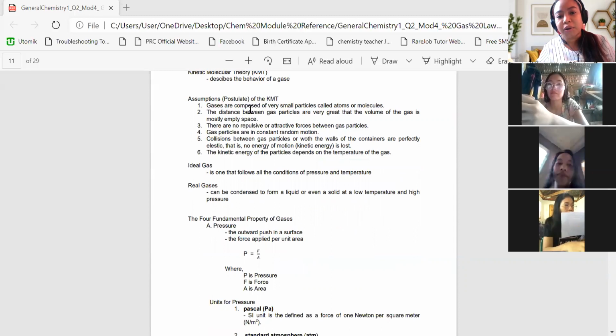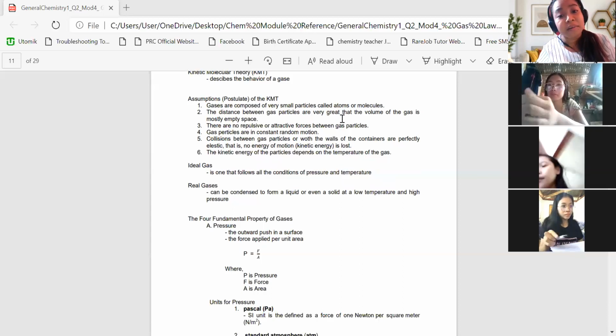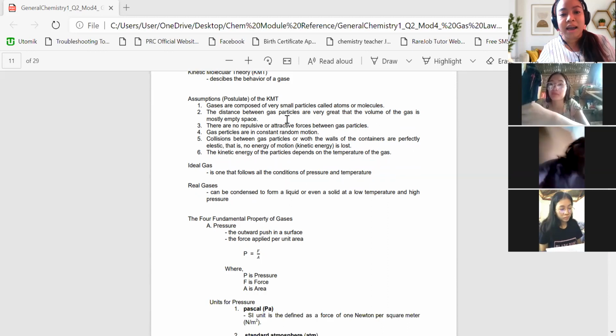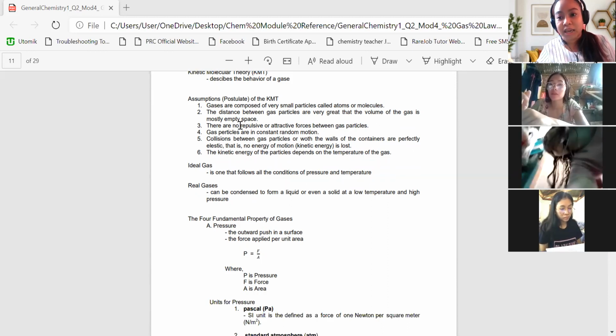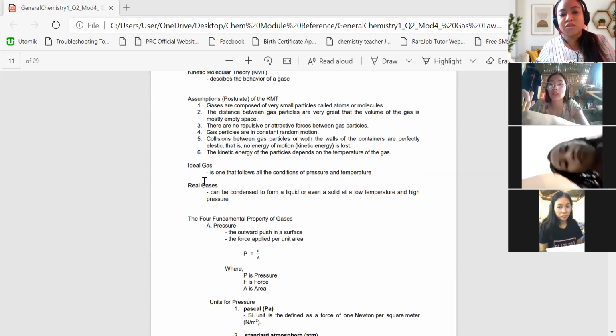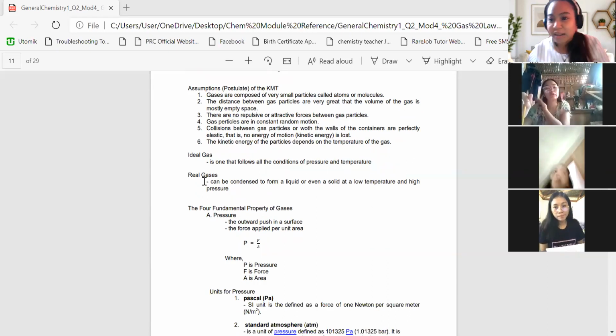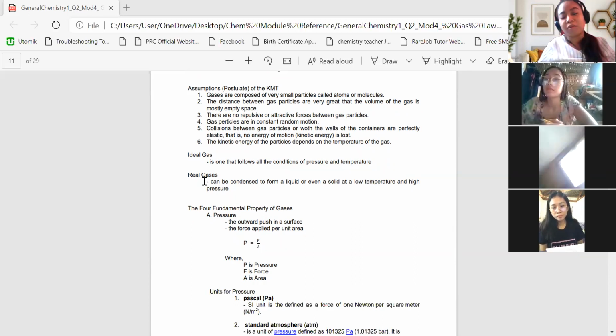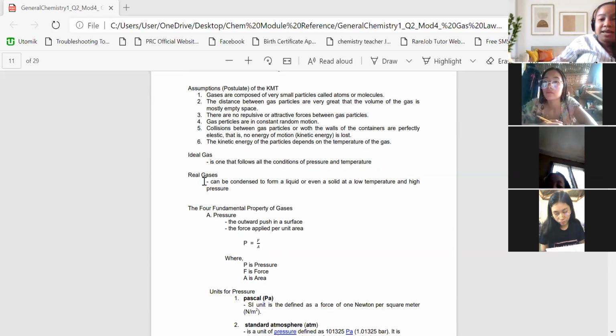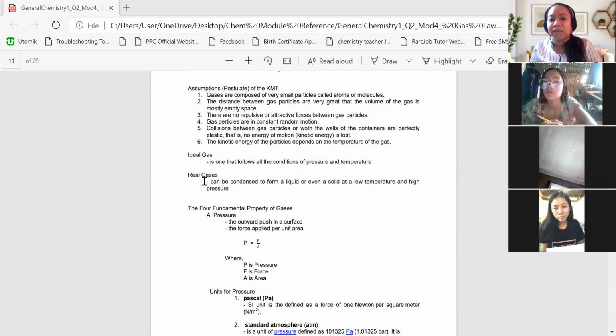So first, gases are composed of very small particles called atoms or molecules. The distance between gas particles is very great, so the volume of the gas is mostly empty space. We do not bump into each other because there are gas molecules, you just walk straight through, with no collisions, except if the wind is very, very strong.